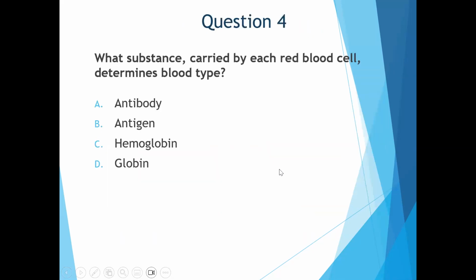Okay, I think this is our final review question here. What substance carried by each red blood cell determines blood type? Is it A, antibody, B, antigen, C, hemoglobin, or D, globin? So you should be able to narrow this down to two at least.